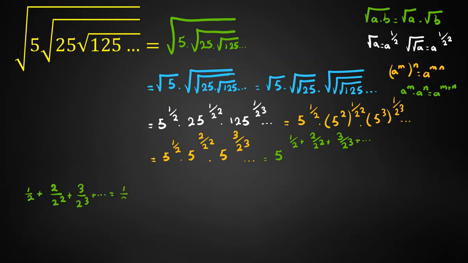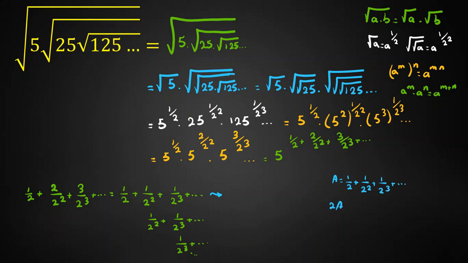So 1 over 2 plus 2 over 2 squared plus 3 over 2 cubed, and so on, is what? It will be 1 over 2 plus 1 over 2 squared plus 1 over 2 cubed, and so on. In the next line we write 1 over 2 squared plus 1 over 2 cubed, and so on. Next one, 1 over 2 cubed, and so on. Now at first we try to find the first row. For example, a equals 1 over 2 plus 1 over 2 squared plus 1 over 2 cubed, and so on.